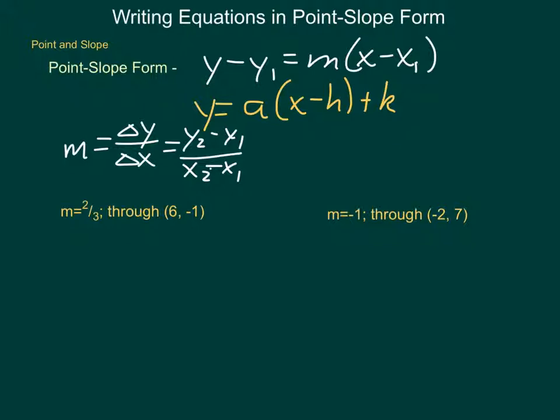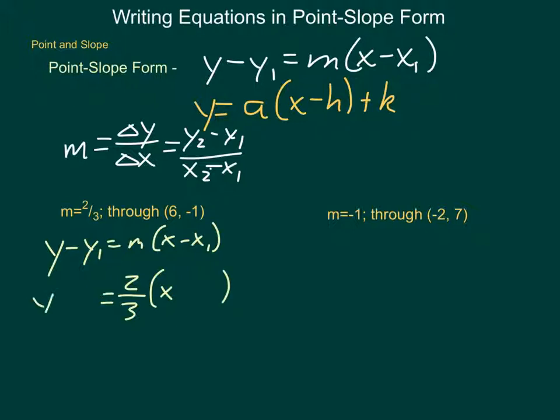For instance, in this first setup that is given right here, our slope m is 2/3, and we know it passes through the point (6, -1). So if I start with my general equation, y minus y1 equals m times x minus x1, and then simply substitute in values, I know my m is 2/3, and x will be here, y will be here.